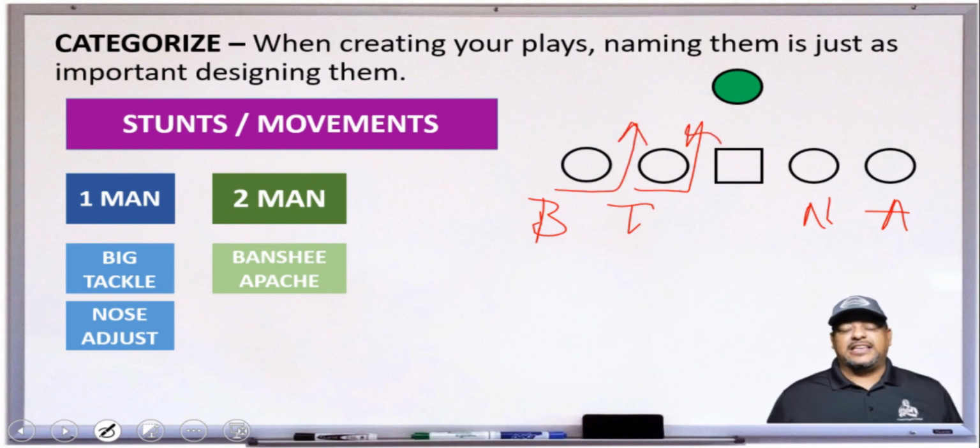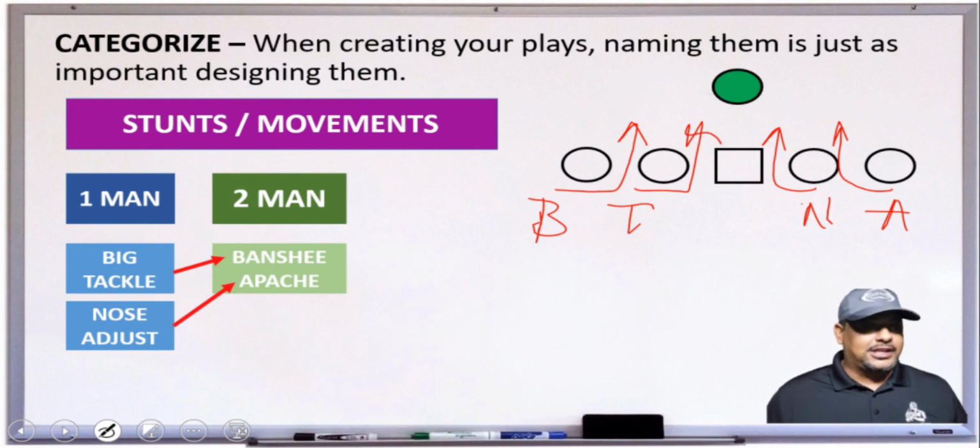All it is, big and tackle put together. We call it Banshee. If I want to go into the adjuster side, I call Apache. All right? So if I want the adjuster and the nose to do it, we call Apache. So notice what's happening here. You see the arrows here. So if I want the big and tackle to do it, we call Banshee. And if I want the nose and the adjuster to do it, we call Apache. That eliminates a lot of verbiage, right?